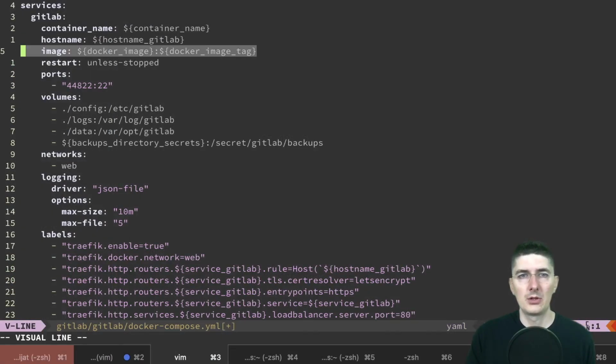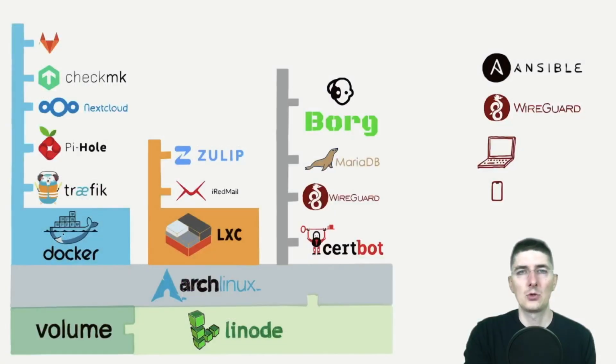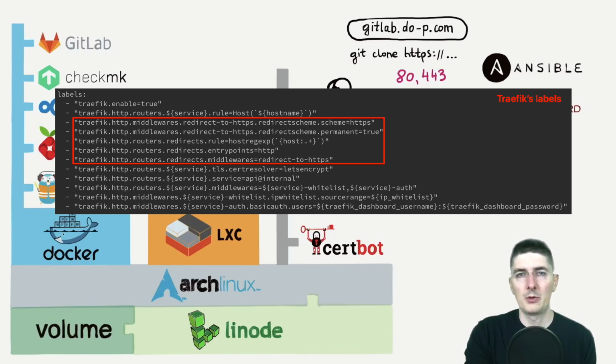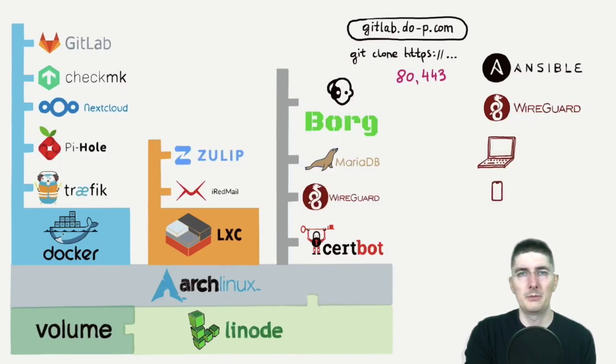We then set Docker image and image tag. We want to restart this container unless explicitly stopped. And for the ports section, let's jump quickly to the drawing. So when you type gitlab.dodhp.com in your browser, or you do a git clone over HTTPS protocol, you will connect on port 80 or 443. It will always end up on 443 because we have HTTPS redirect as traffic middleware.